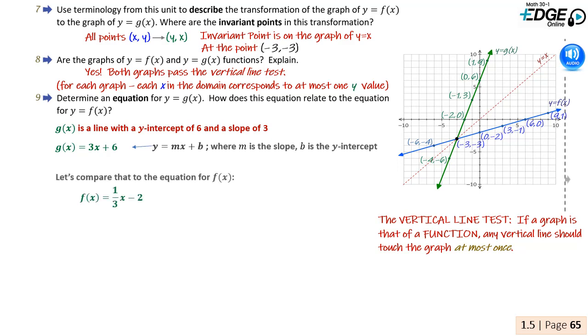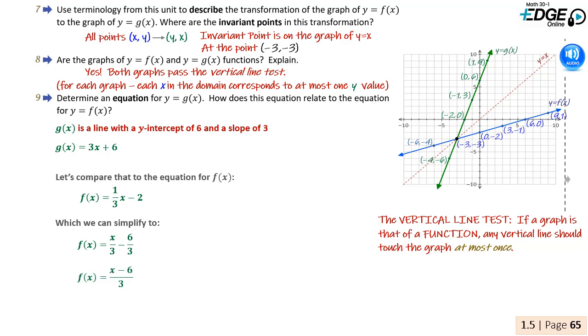Remember our equation for f of x? Now, at first glance, you might not see the relationship between the two, but what if we rewrite this? Instead of saying 1/3 x, let's say x over 3. And instead of saying minus 2, let's say minus 6/3. We can now combine these two fractions, and the function becomes x minus 6 divided by 3.